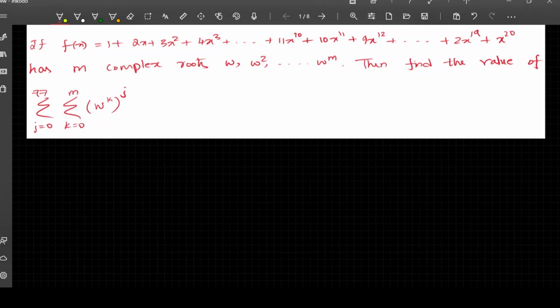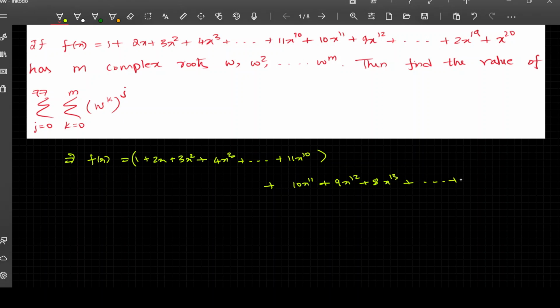So the first thing is, let us write f of x. f of x is equal to 1 plus 2x plus 3x square, and we must take care of the terms that are given to us, plus so on plus 11x power 10. So this is one set. Then 10x power 11 plus 9x power 12, plus 8x power 13 and so on, and the last term would be 2x power 19 plus x power 20. So these are the two sets that are given to us.